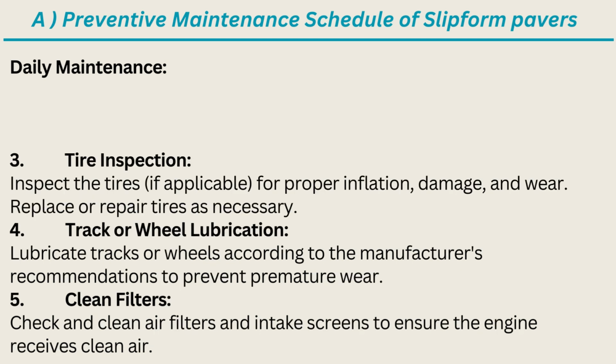3. Tire inspection. Inspect the tires, if applicable, for proper inflation, damage, and wear. Replace or repair tires as necessary. 4. Track or wheel lubrication. Lubricate tracks or wheels according to the manufacturer's recommendations to prevent premature wear. 5. Clean filters. Check and clean air filters and intake screens to ensure the engine receives clean air.